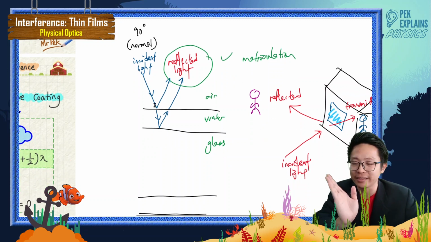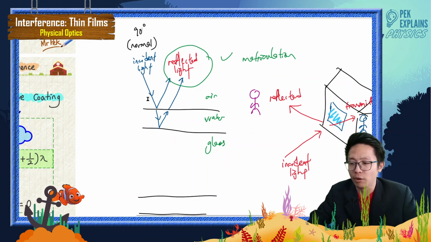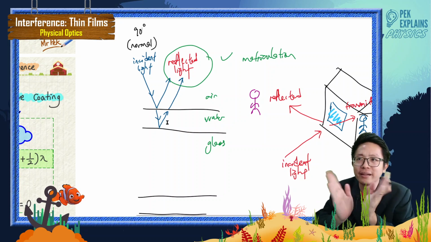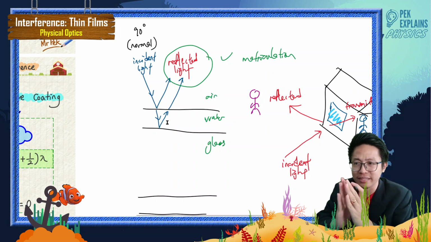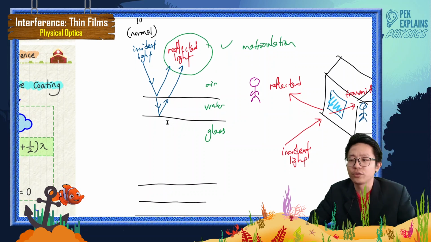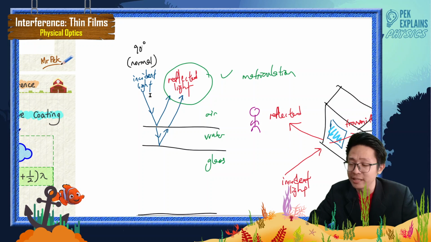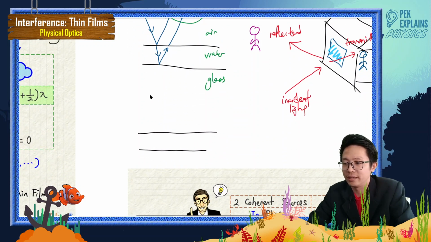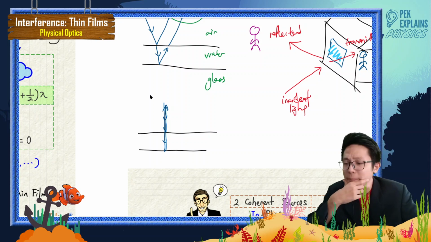But we draw it slanting so that we can see the two lights with a clearer distinction. We can distinguish these two lights better, because if we really drew the normal incident light, it becomes something like this. This is the normal incident light. It comes, part of it is reflected, and then part of it is transmitted, and then part of it is reflected again. How do we distinguish them?